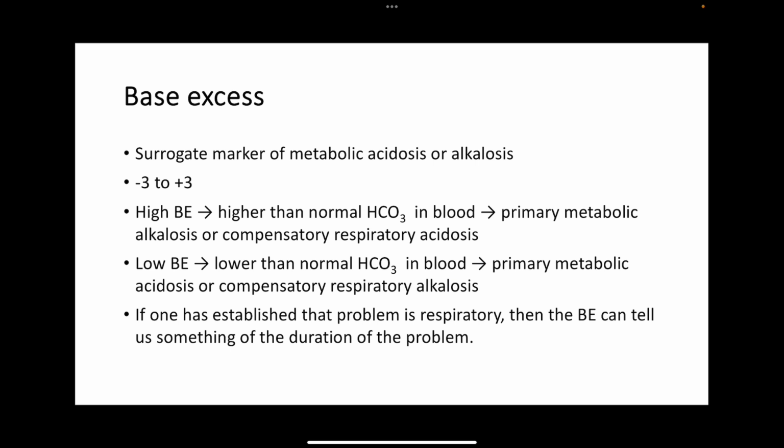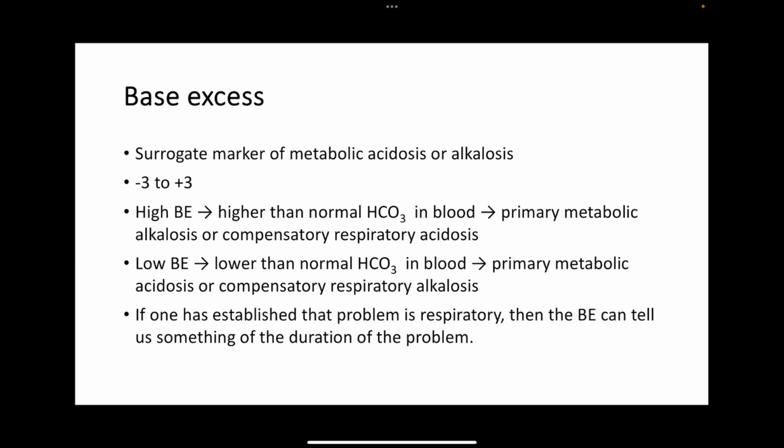Now base excess measures all bases, not just bicarbonate. However, because bicarbonate is the greater part of the base buffer, for most practical interpretations, base excess provides essentially the same information as bicarbonate. The major advantage of base excess is that its normal range is really easy to remember. One could probably have guessed that the expected value of base excess has to be 0. So it is somewhere between -3 and +3, the normal range.